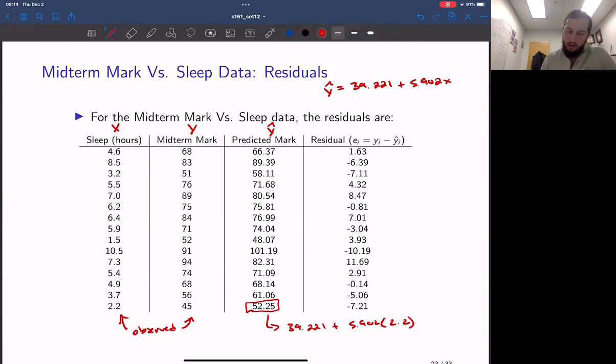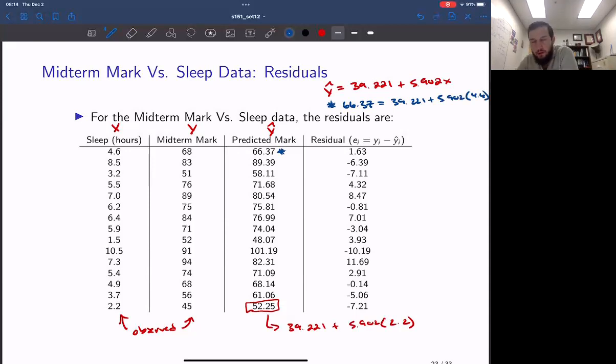Okay, so as a second example, this quantity here is 66.37, which is equal to 39.221 plus 5.902 times 4.6.